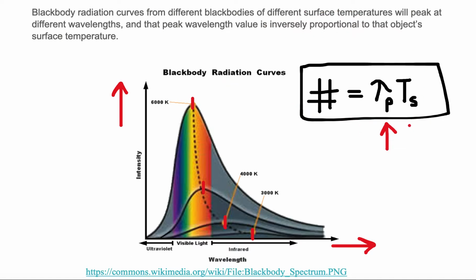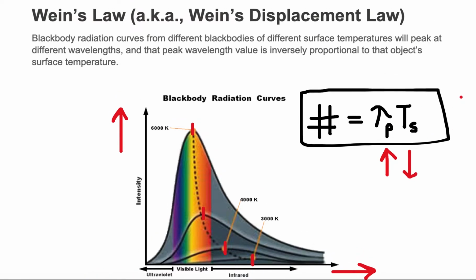This general equation that we have here is the general form of Wien's law, which is a constant, a value that is known, is equal to the peak wavelength multiplied by that object's surface temperature. And this is what we mean by Wien's law.